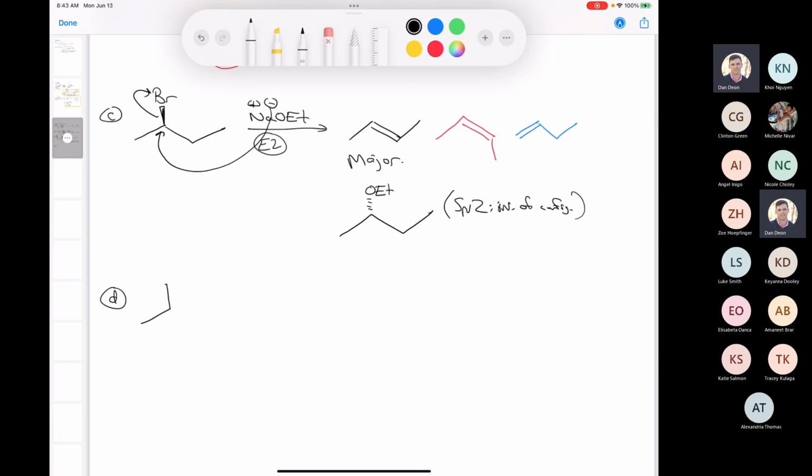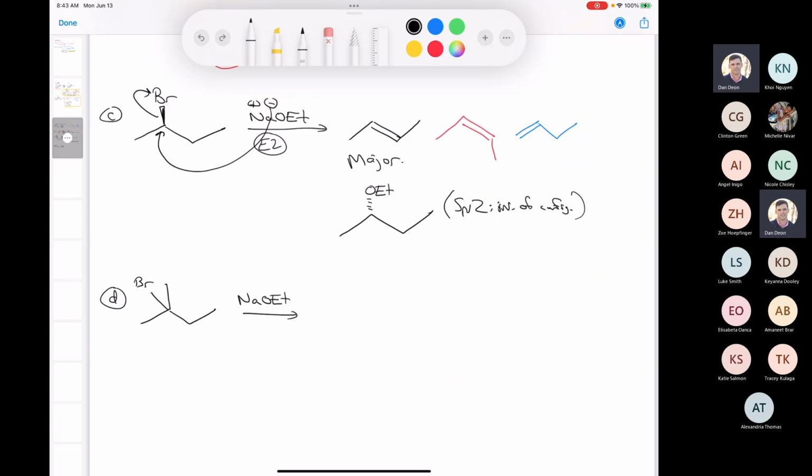We've got a tertiary alkyl halide. Put the bromine over here like this, and we're treating it with sodium ethoxide. The sodium ethoxide is a strong base. It's a strong nucleophile. But I have a tertiary alkyl halide. Could anybody tell me what's the only kind of mechanism that's going to happen here? Would it be SN1, SN2, E1, or E2?